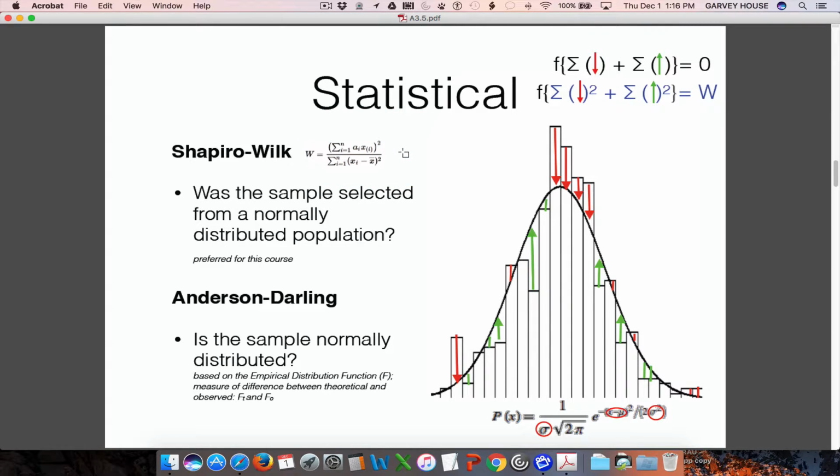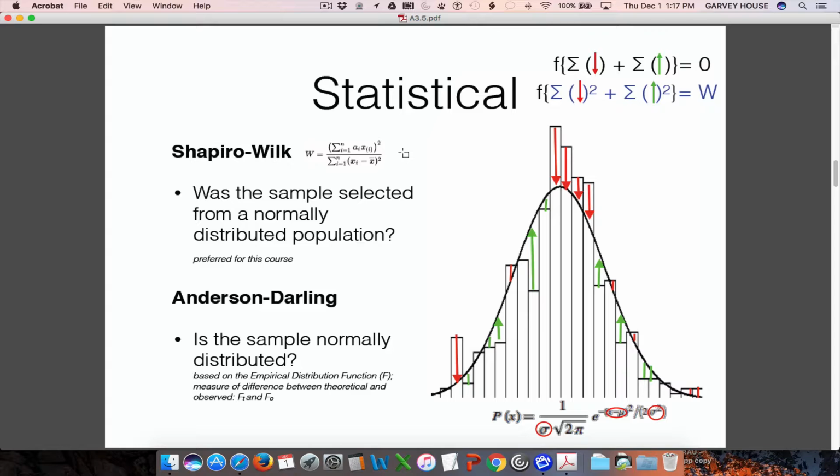You don't need to know the formula, and you don't need to know how to compute it, because StatCrunch is going to do that for you. What you do need to know is how to interpret it, and we're going to go into an interpretation of all of these in just a moment. I think that using the Shapiro-Wilk test is preferred in this course because it's asking the question, was the sample selected from a normally distributed population?